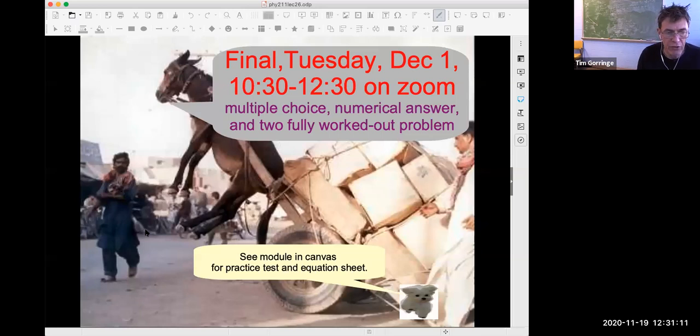It will have the same format, same style of questions and problems as test 1 and test 2. So there'll be multiple choice questions, there'll be the numerical answer questions, and there'll be two fully worked out problems where you'll upload your written solutions for those problems.